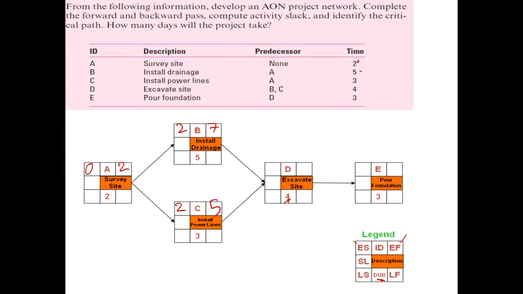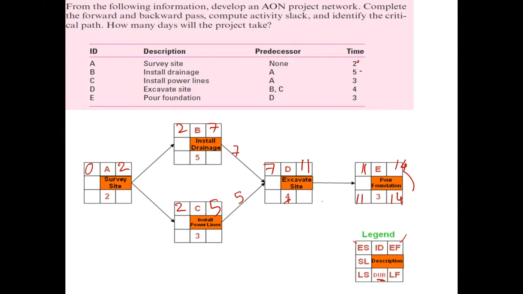Now D is a merge activity, so we could either have chosen 5 or 7, and we will be choosing the largest of the two values, and that would give us early finish for activity D as 11. Then this will become early start of activity E, and the early finish for activity E will be 14. And then this becomes the late finish of the last activity.